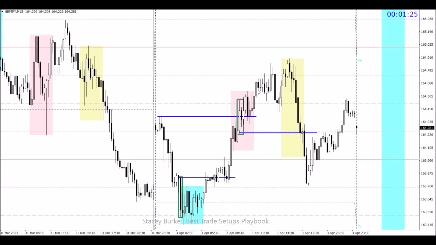This breakout has succeeded. It pulls back prior to our U.S. session window. Lower low on the inside.